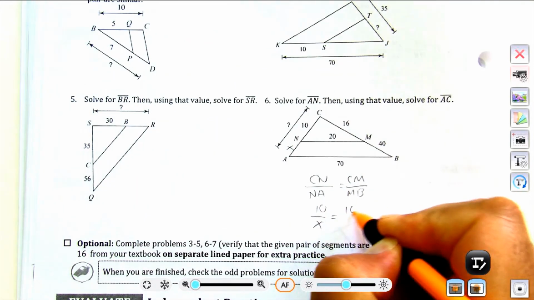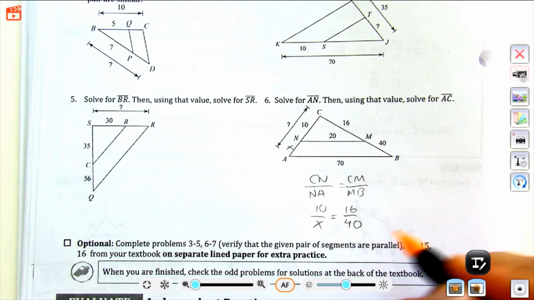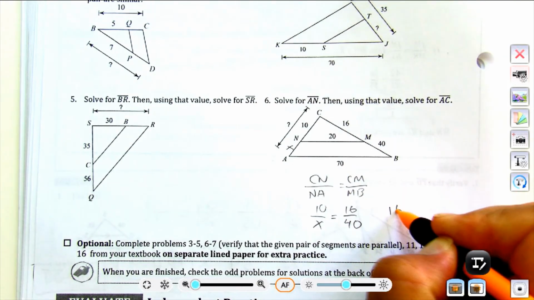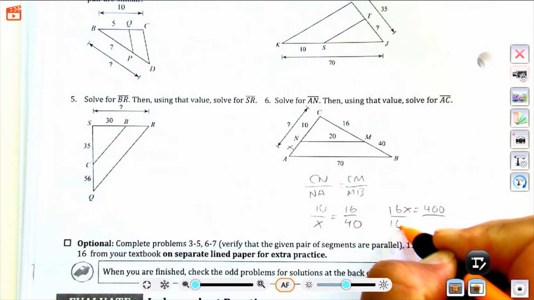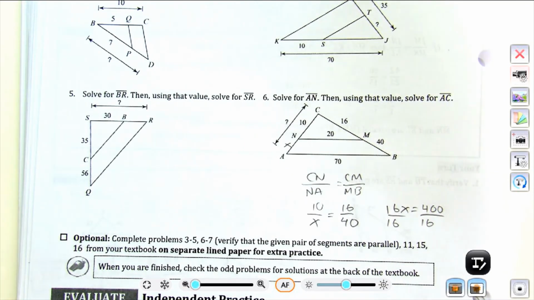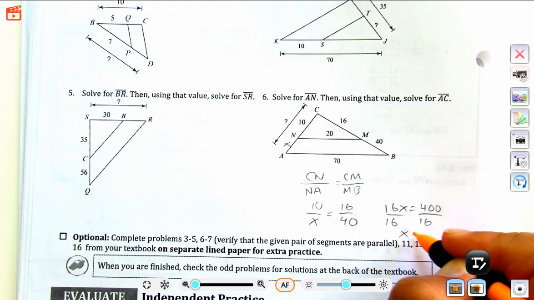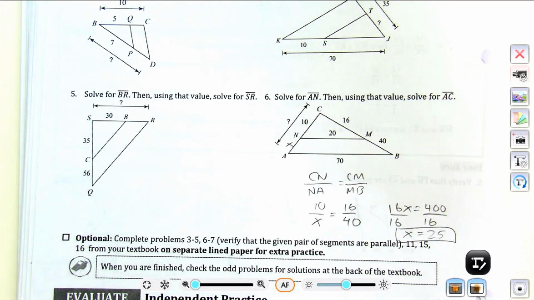Cross multiply and I get 16x is equal to 400. And I could divide both sides by 16. 400 divided by 16 gives me 25. X is equal to 25. So then I know that AN is equal to 25.